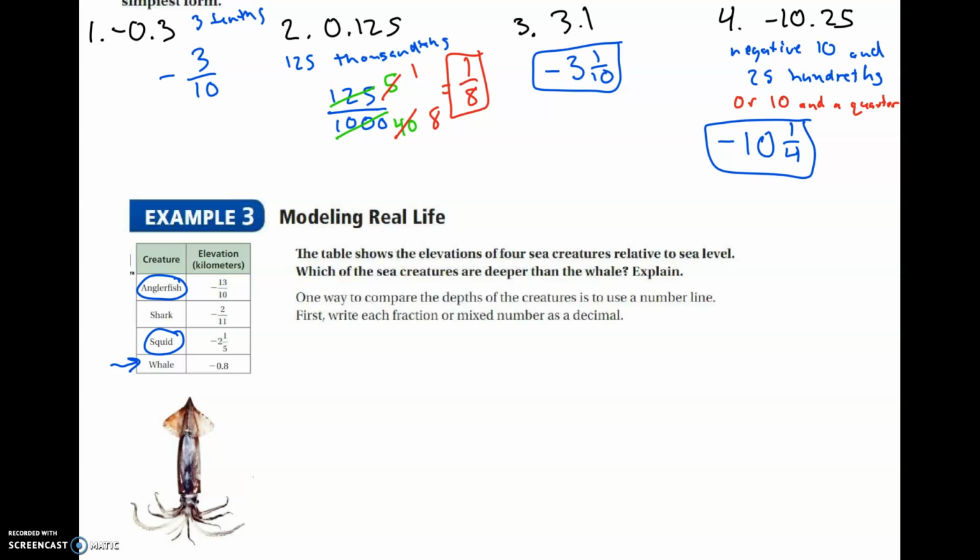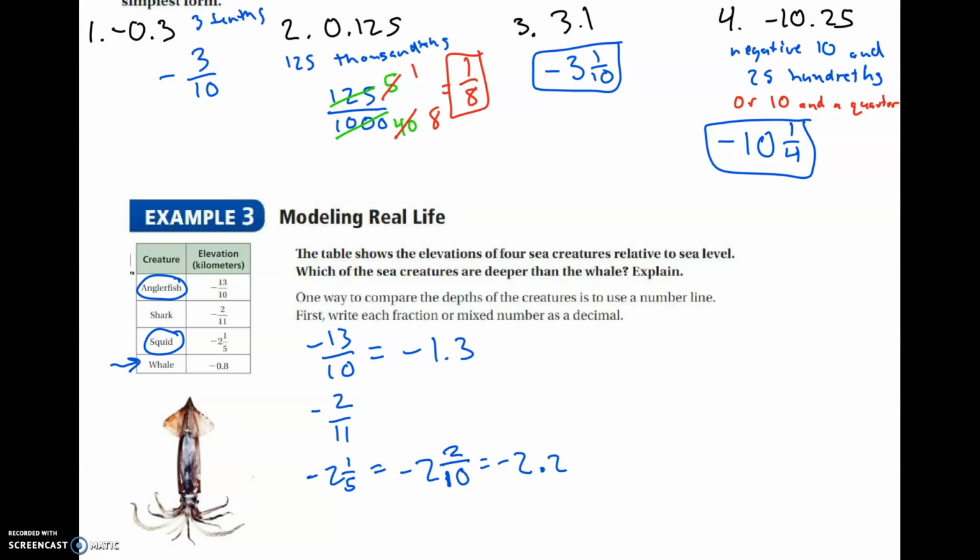But what we want to do is just convert all of those fractions to decimals. All right, so -13 over 10 becomes -1.3. -2/11, we'll do some long division for that one in a moment. And -2 1/5 is -2 and 2/10, right? Or -2.2.